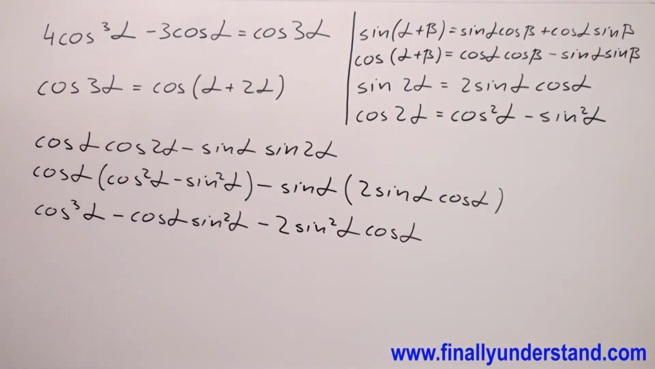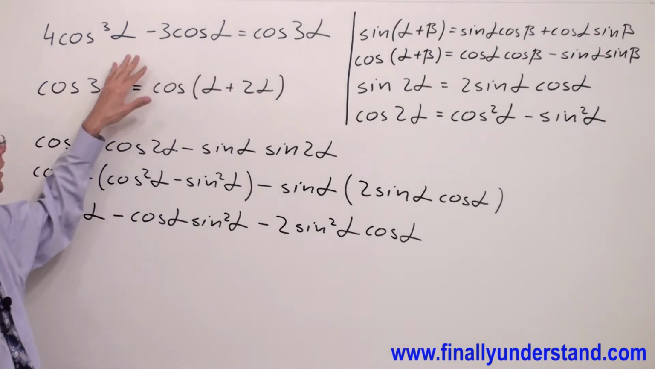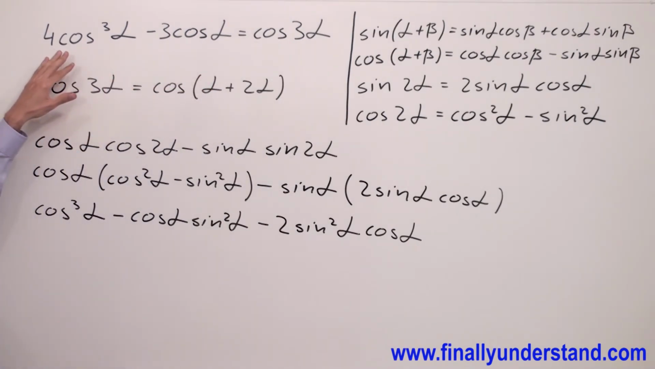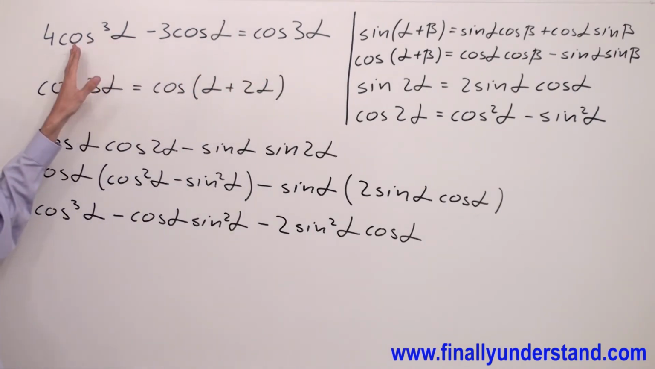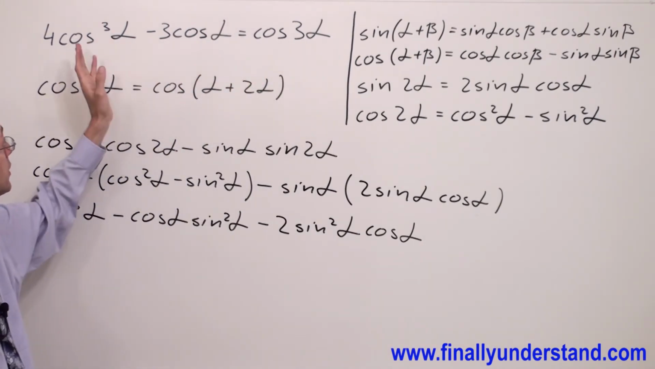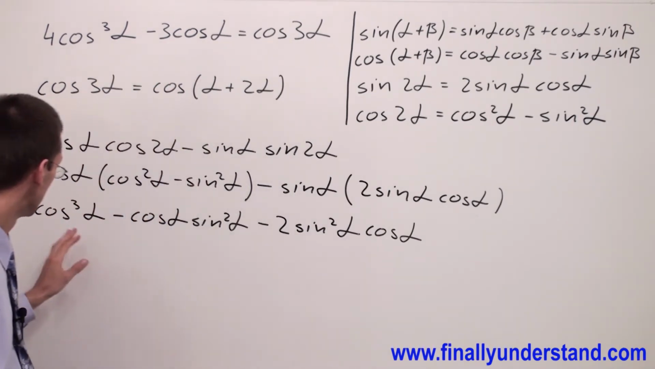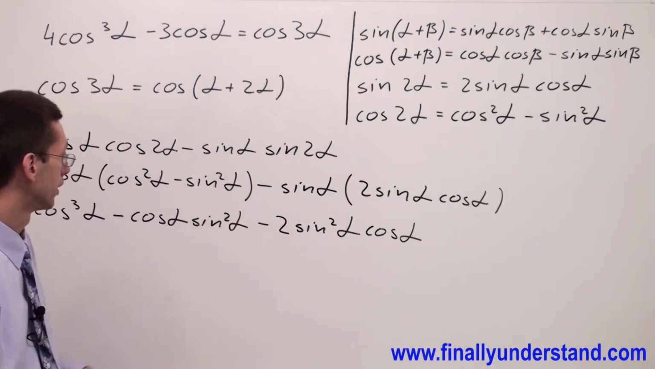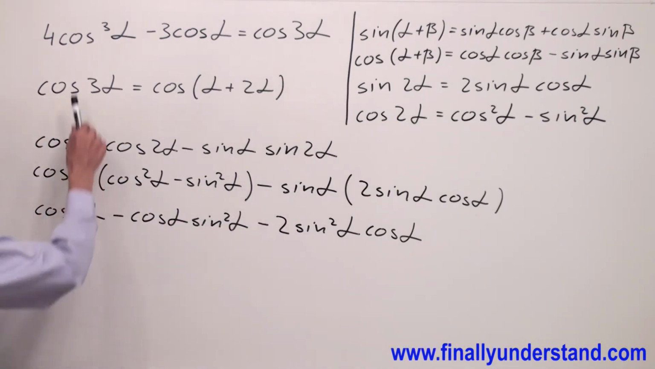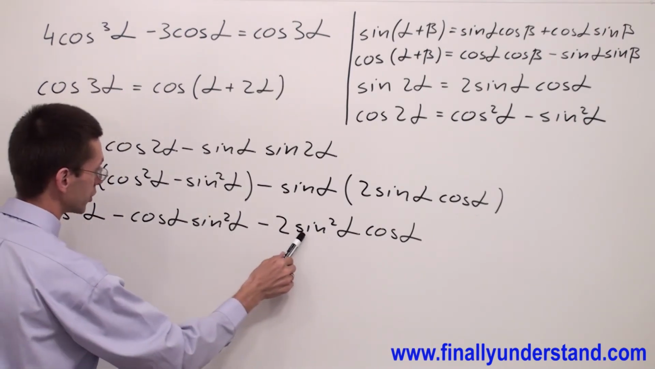Next, you're supposed to look at the original equation, the original identity. Please notice that we are working right now on the right side. On the left side, we do not have any sines. This means we have to eliminate the sines which we have somewhere over here, because we have to end up with cosines only. We have sine square and sine square.